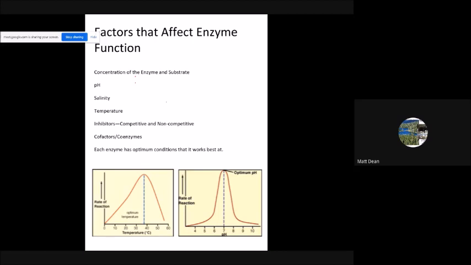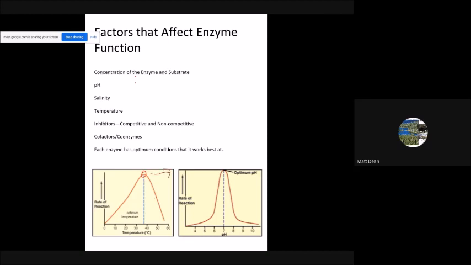Typically, when you increase the temperature of an environment, reaction rate goes up. That's true for reactions catalyzed by enzymes. But at the optimum temperature, which for most enzymes in our body is body temperature, 37 degrees Celsius, which we see down here, our enzymes are working their best. They're working their fastest. We get the highest rate of reaction.